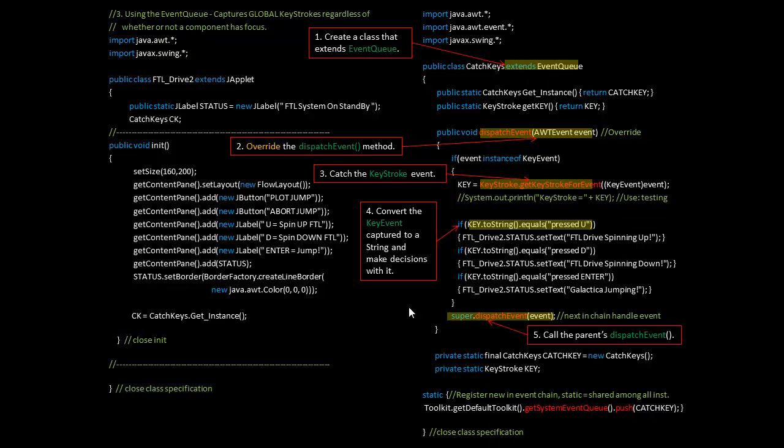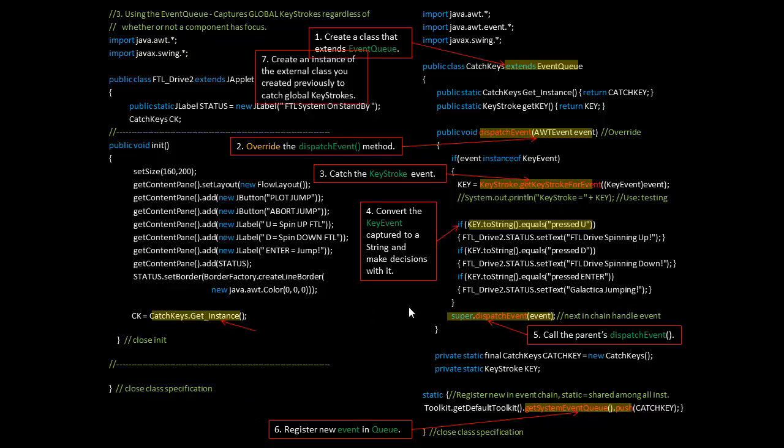Fifth, the next thing we want to do is call the parent's dispatchEvent method to handle any other things that we haven't explicitly handled or overridden in our dispatchEvent method. We're not done yet. The sixth thing we need to do is register a new event in the queue. So we're calling getDefaultToolkit here and getSystemEventQueue and using push. And we're taking our new instance, our sort of recursively built instance of the helper class CatchKeys, and pushing it or inserting it in there.